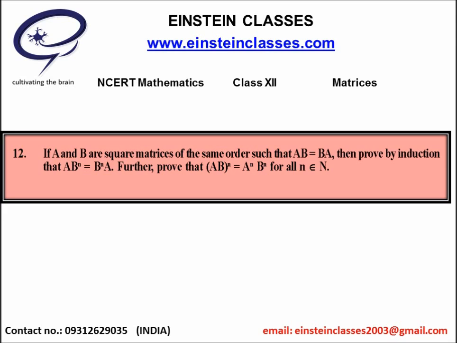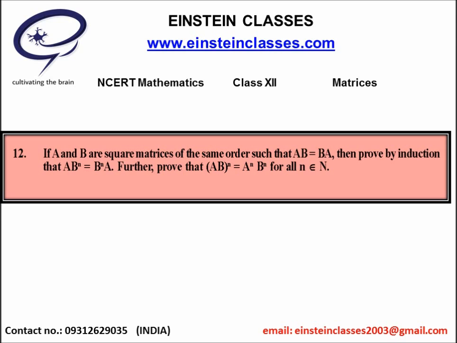First of all, go through the problem and write down the information given in the problem. There are two matrices A and B which are square matrices of the same order, and it is given that AB equals BA. According to the concept of mathematical induction, we have to prove two statements given in the problem that you can see.